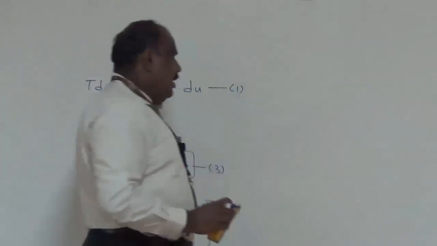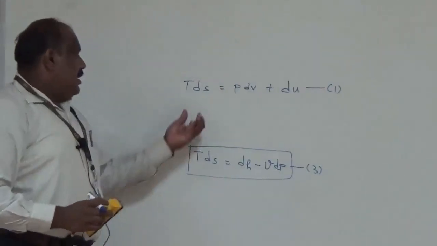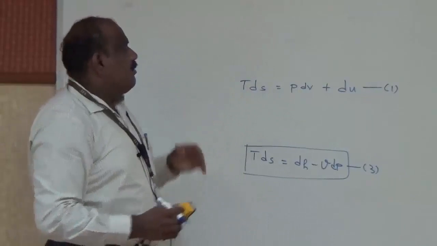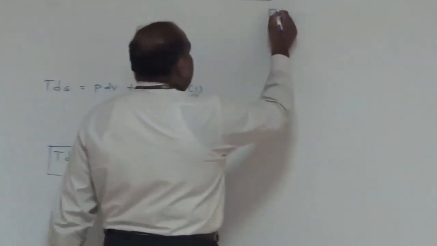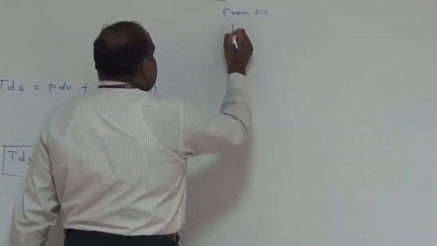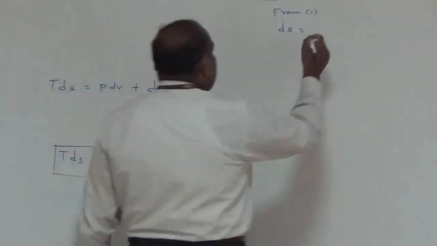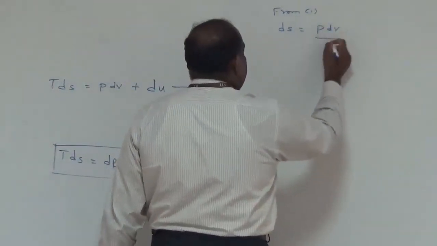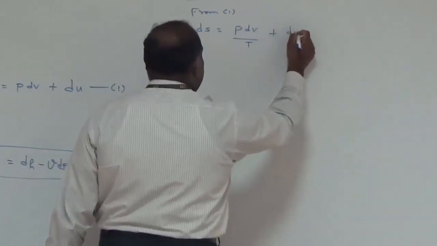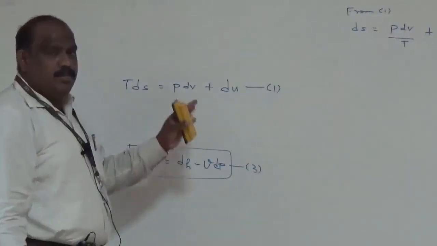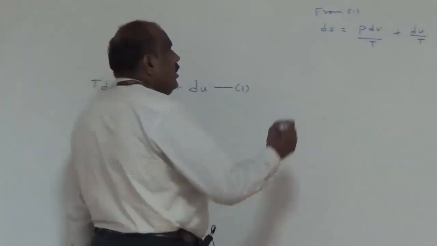Now the main aim for me is to find the entropy change, that is S2 minus S1. So let us take from 1. From 1, what is dS? Dividing by temperature, it will be PdV by T plus dU by T. So from 1, I am dividing by temperature.